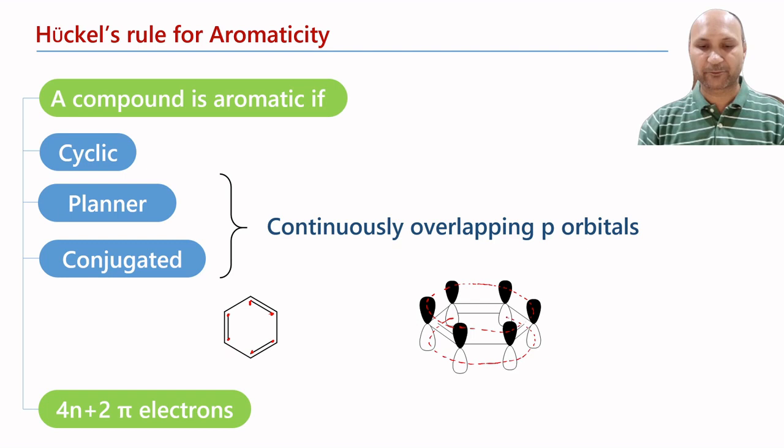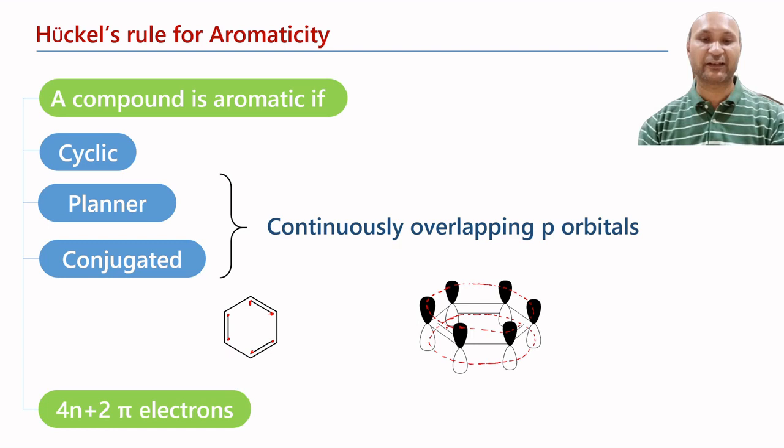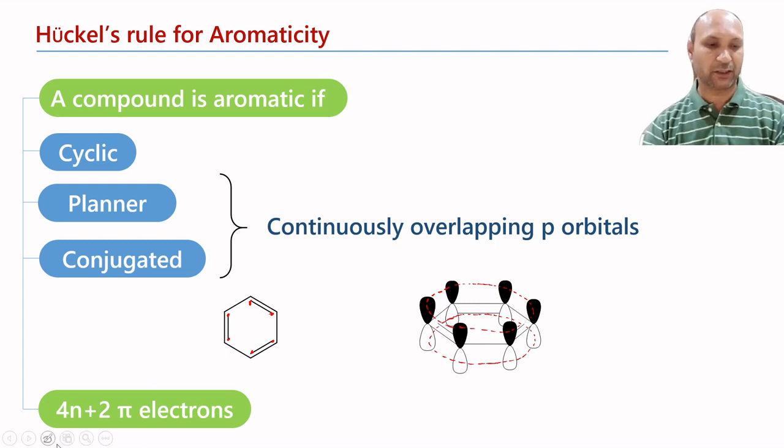Now, due to this continuous current of these electrons, we can say that the compound is conjugated in nature, and the continuous current of these electrons is a consequence of the planarity of this molecule. So this is important. Now if we are clear with the concept of planarity and conjugation, let us come to the understanding of what this 4n+2 means. This n can be any integer, which can be 0, 1, 2, 3 or any other integer.